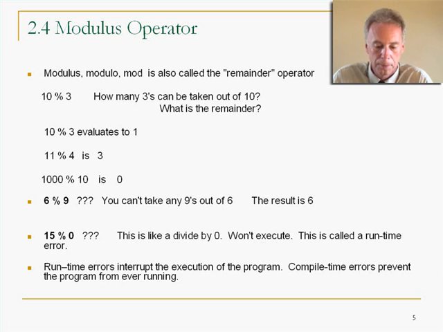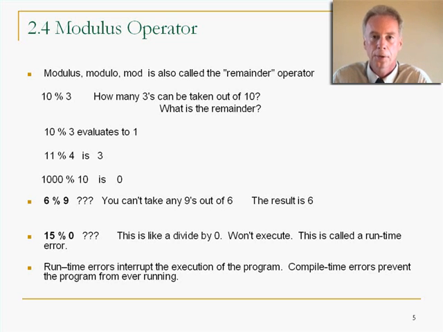Let's do some more. 11 modulus 4. How many 4's can you get out of 11? Well, you can get 2 out, that's 8, with 3 left over. You can think of this as 11 divided by 4 has a leftover or a remainder of 3. So that's why they call it the remainder operator. 1,000 modulus 10 is 0.